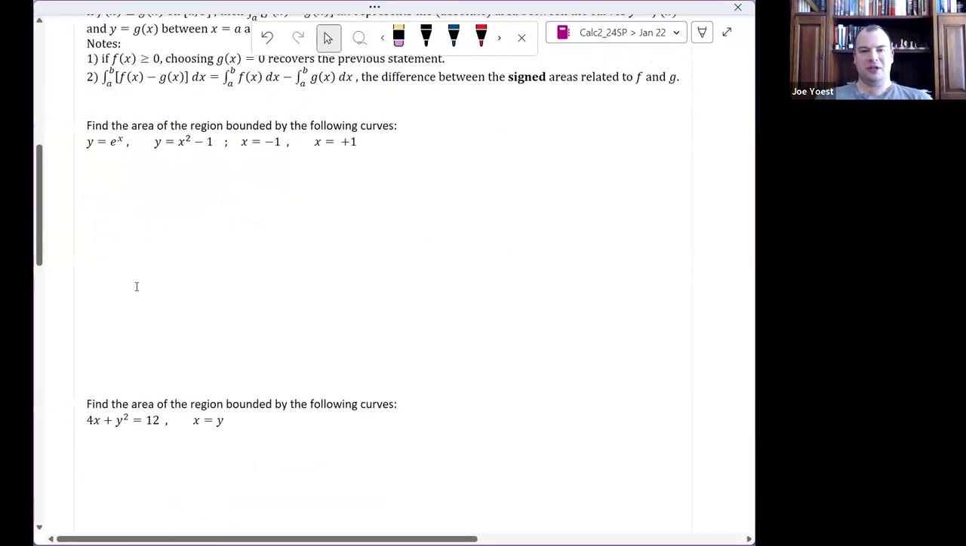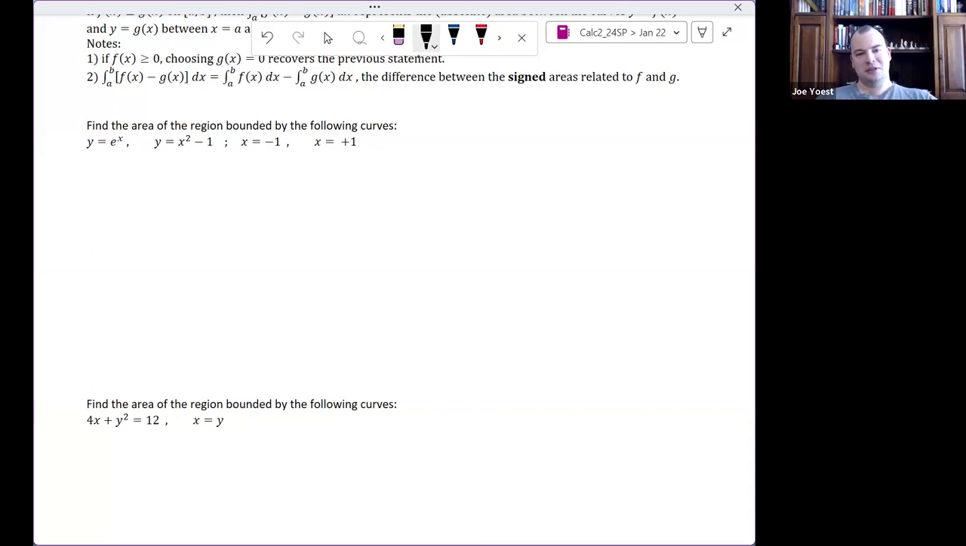So let's do a couple of practice problems here. For this first problem, find the area of the region bounded by the following curves: y equals e to the x, y equals x squared minus 1, x equals -1, and x equals +1. Sorry that they're spaced funny. The Microsoft equation editor sometimes isn't too happy whenever you put commas into your equations.